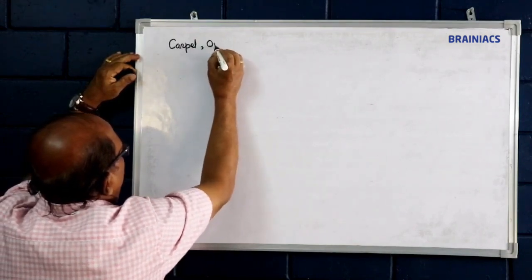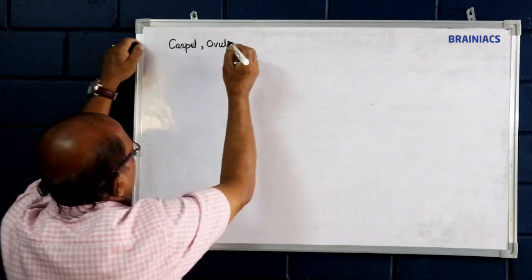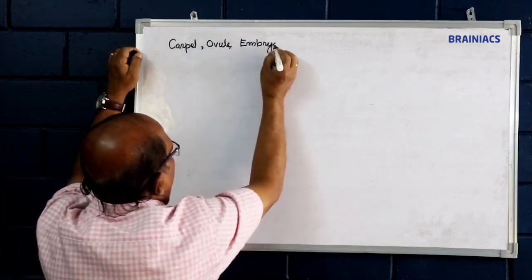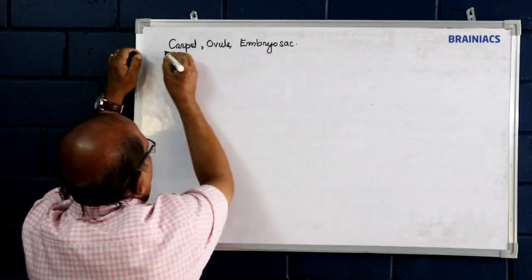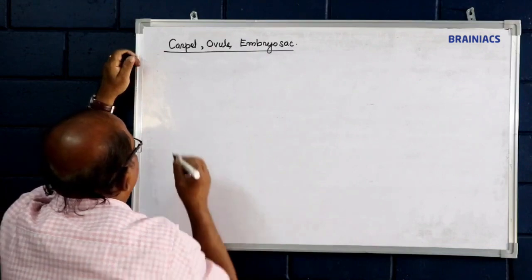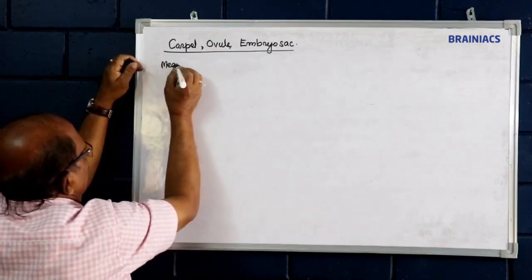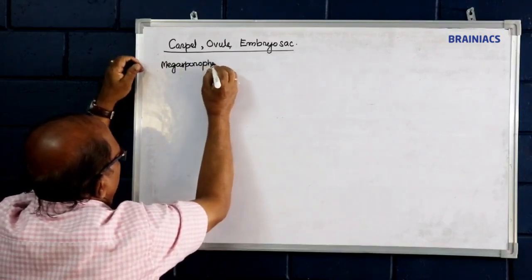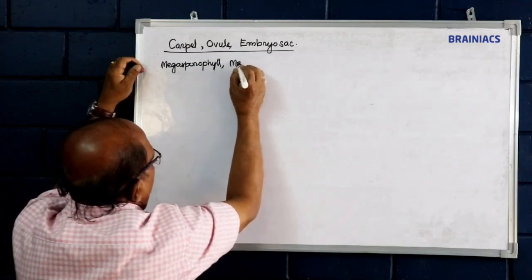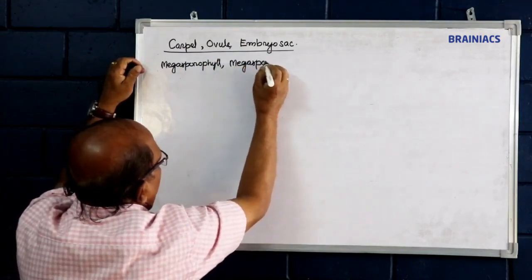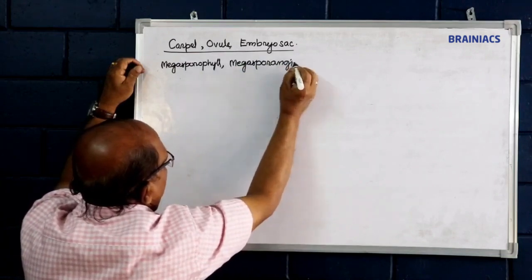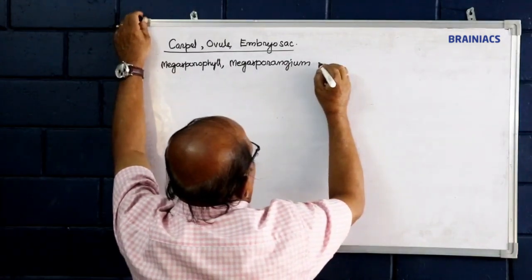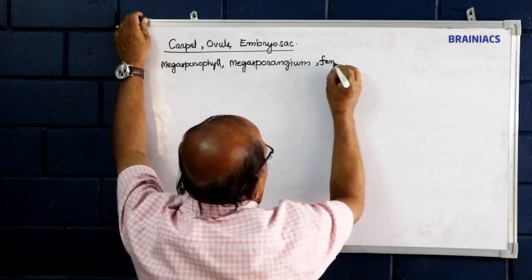Carpel, ovule, embryo sac or megasporophyll, megasporangium, female gametophyte.